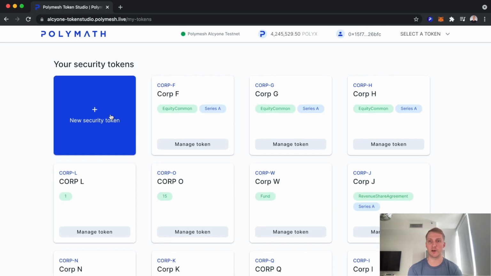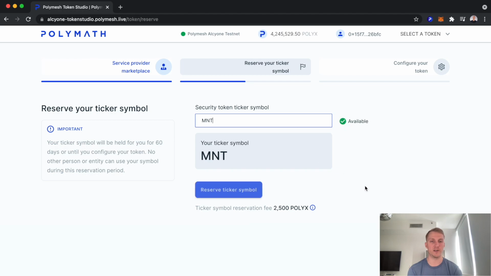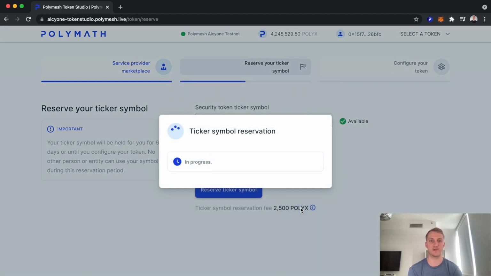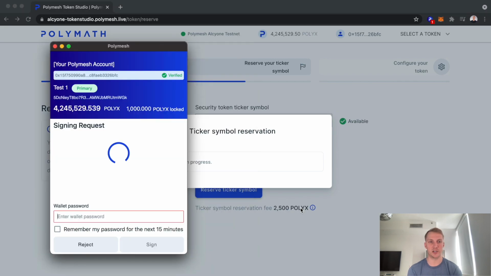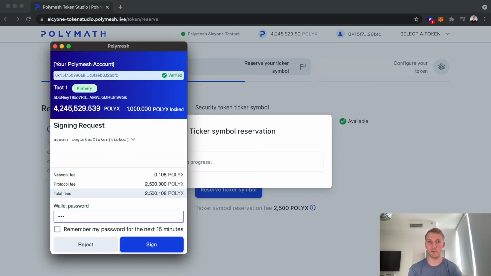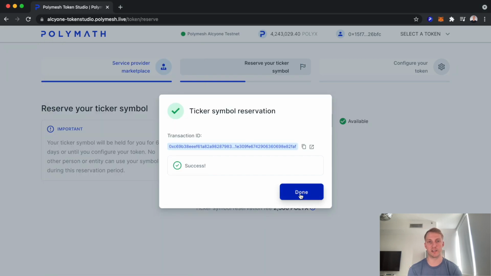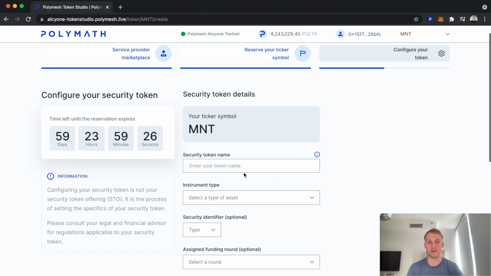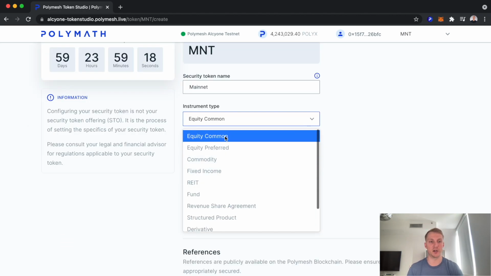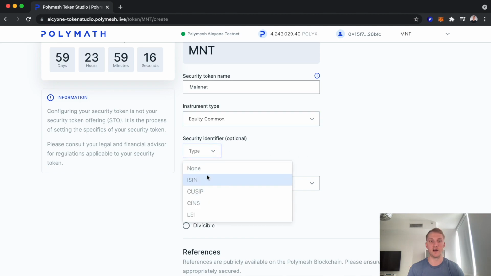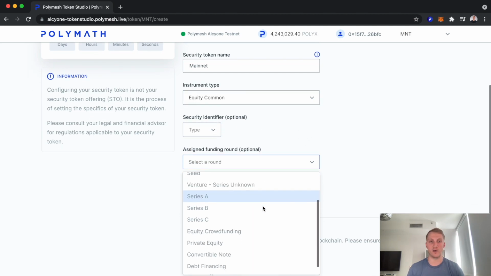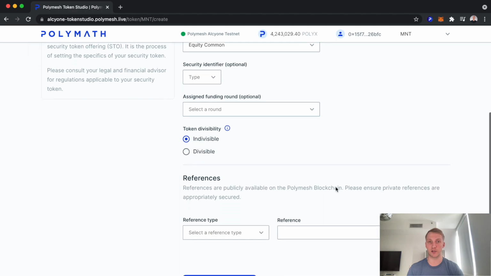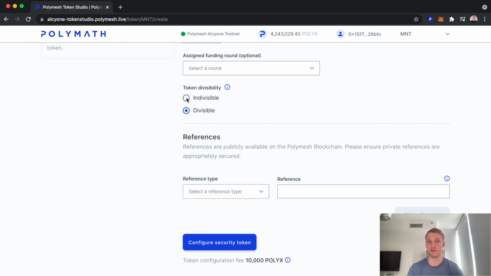Now that I have PolyX, I want to go ahead and create a security token. Let's call this security token the mainnet token, or MNT, for its ticker symbol. I'm signing a transaction here. You can see the network fee is 0.1 PolyX. The cost of this transaction to reserve a ticker symbol is orders of magnitude different between what you would experience on Ethereum and what we would experience on Polymesh. And so we've taken a very thoughtful approach to how this architecture should work so that it's much more scalable and much more future-proof.